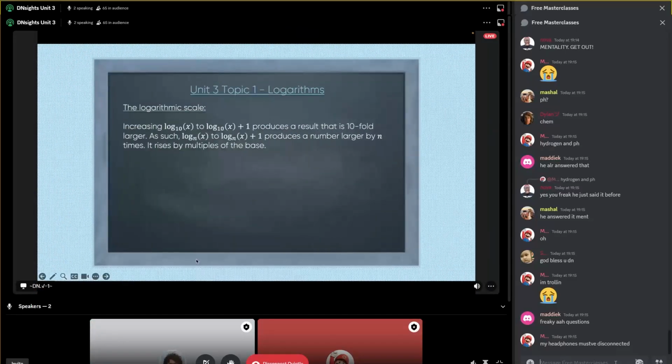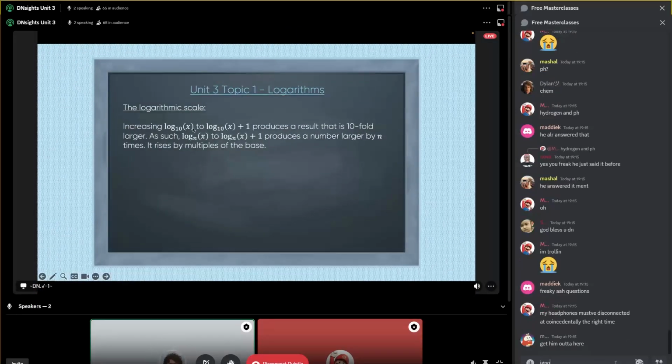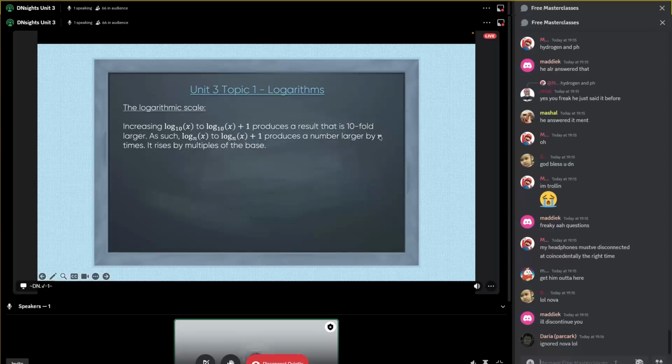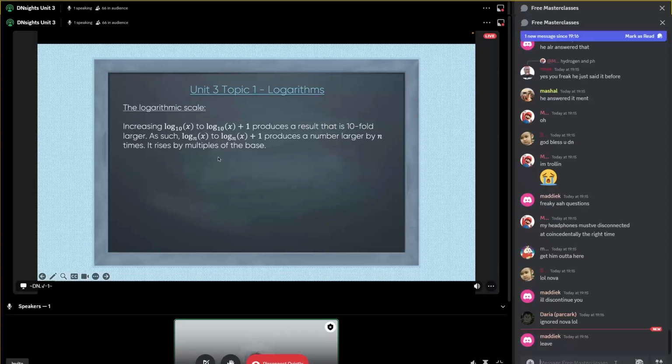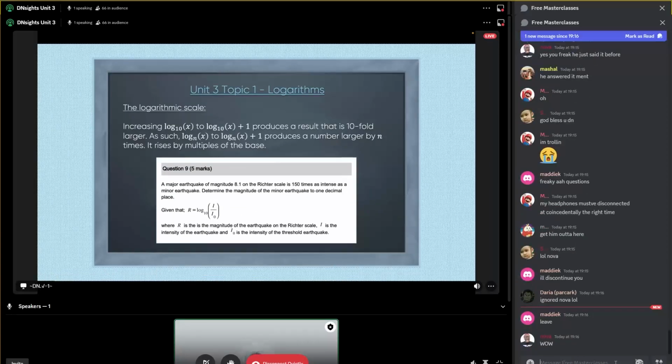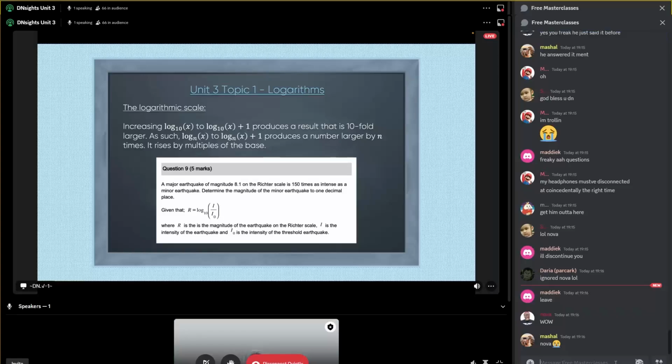So that's how logarithmic scale works. Again, adding 1 multiplies by the base. Now let's do another question, because we can never revise enough. I want you to have a go at this. A major earthquake, magnitude 8.1, is 150 times more intense than a minor earthquake. We're given the Richter scale, and I want you to find the magnitude of the minor earthquake to 1 decimal place. Have a go. I'll give you 3 minutes.